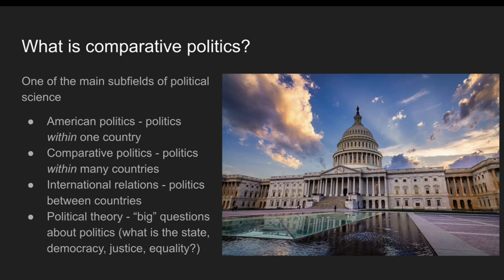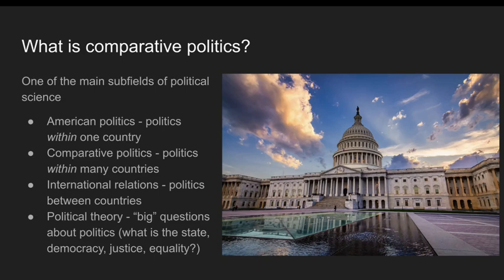In comparative politics, we're looking at the politics that take place within countries, but we're looking at all countries around the world to try to understand how, for example, all types of presidential democracies interact with their citizens, or how all types of electoral autocracies use repression.